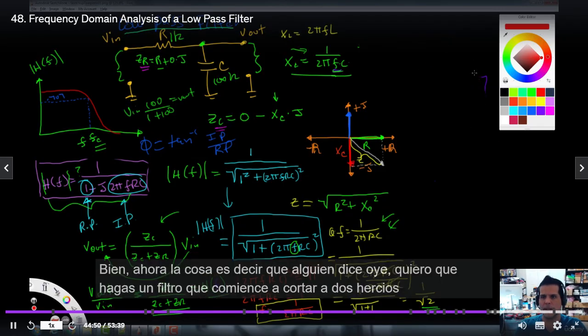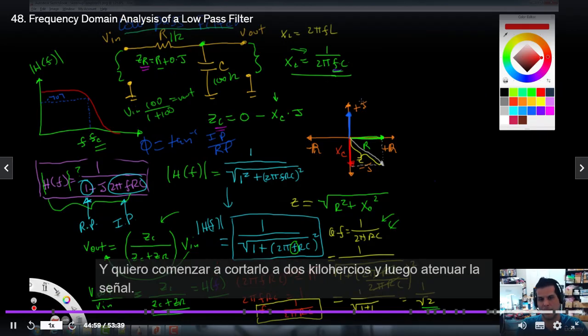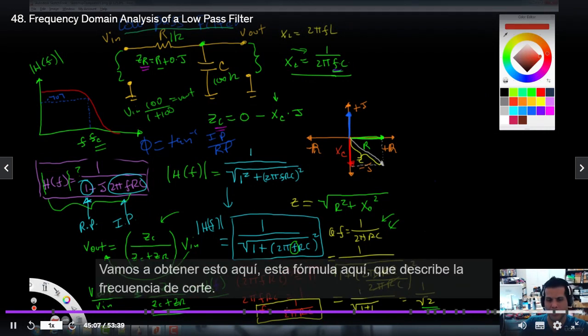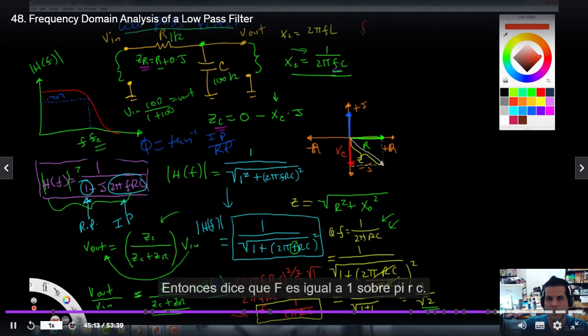Say someone says, hey, I want you to make a filter that starts cutting in at 2 kilohertz and then attenuates the signal. Okay, you say, I can do that. So we go get this formula right here, which describes the cutoff frequency. It says f equals 1 over 2 pi RC.